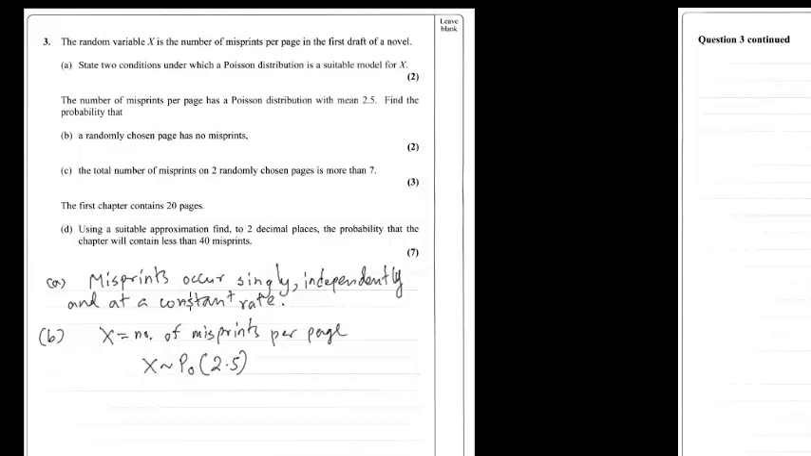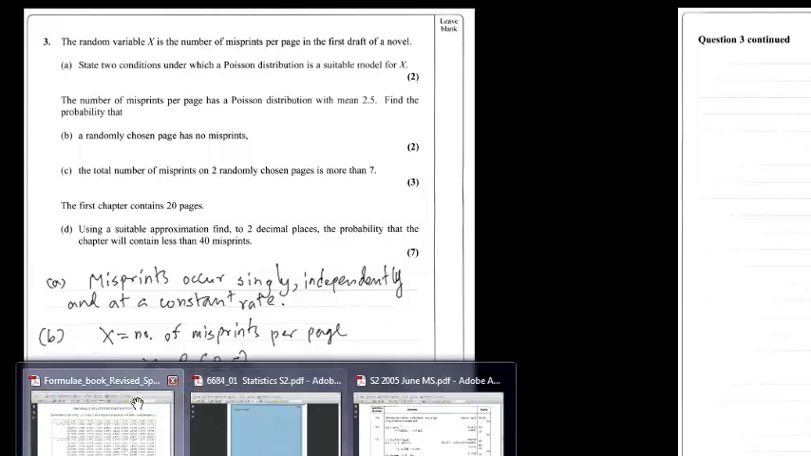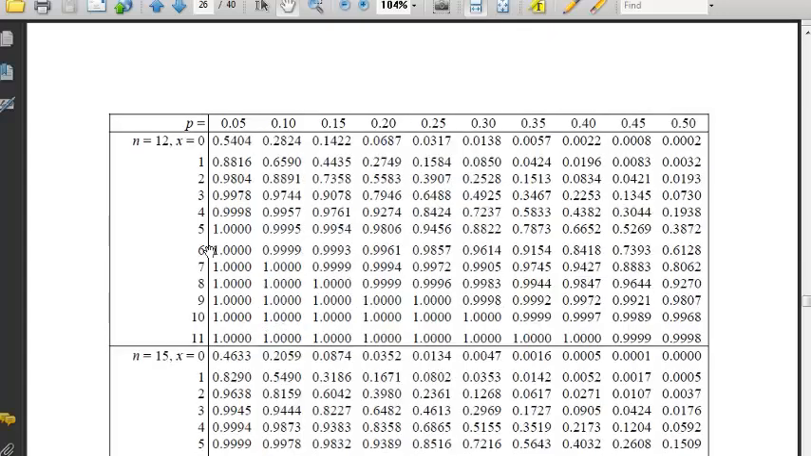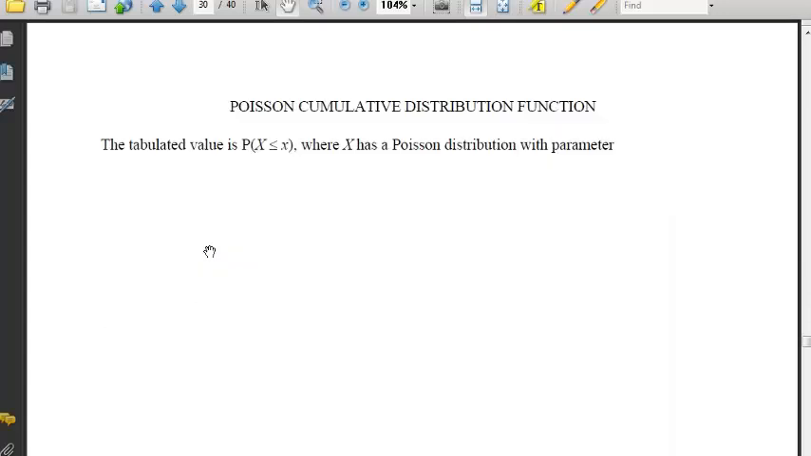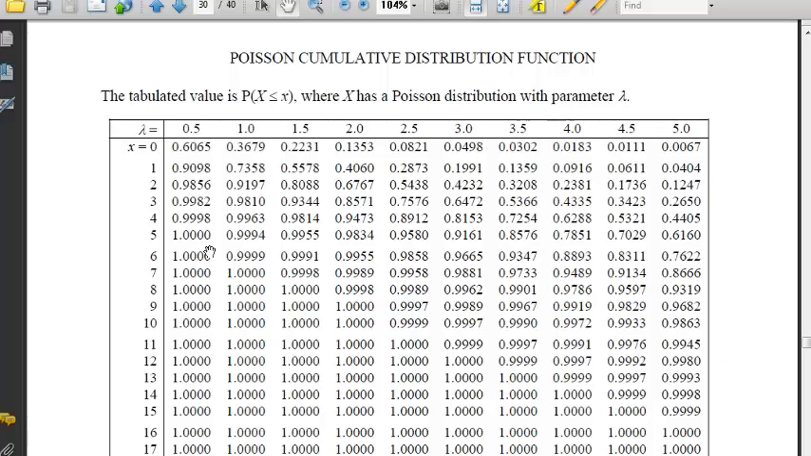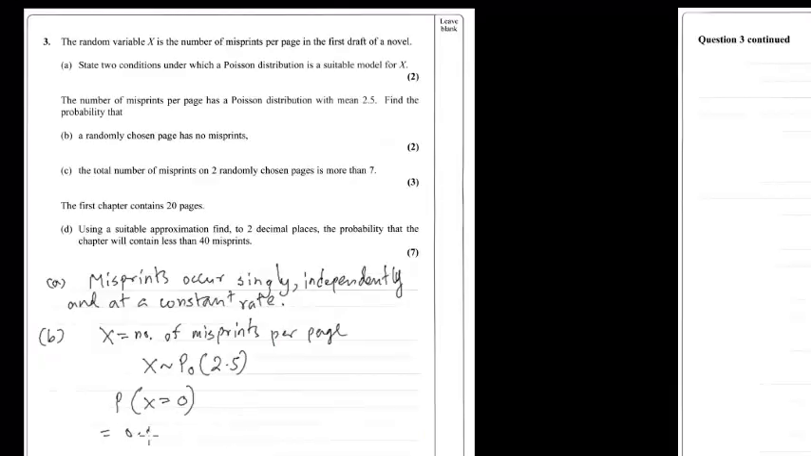The randomly chosen page has no misprints, so we have to find the probability of x equals 0. We have to look up the table. So the table would be, this is the Poisson distribution. Value of lambda is 2.5. 2.5 is this column, and x equal to 0 and x less than or equal to 0 is the same thing: 0.0821.